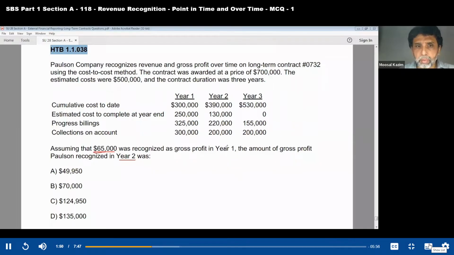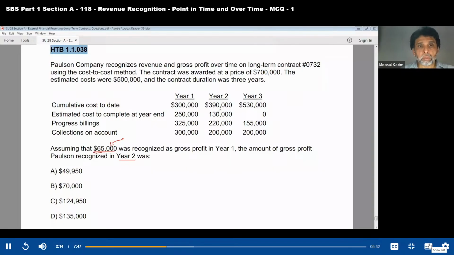How they recognized it, please don't go to calculate, because if you do that calculation with the cost to cost method, you will not get it. So probably they used an output method, maybe an engineering survey. We are not bothered how they arrived at this. It's not relevant. The 65,000 profit was recognized in year 1. So they want year 2.